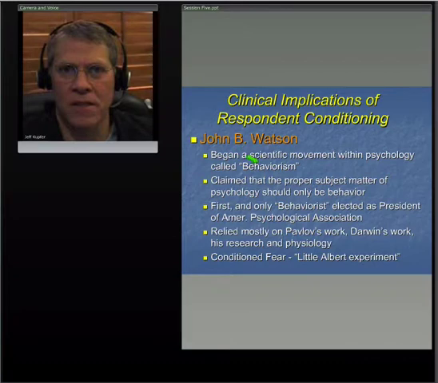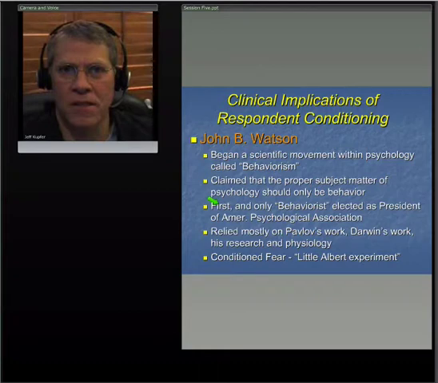In particular, what he did was to put forward the claim that the subject matter for psychology should be behavior and nothing but behavior. That is, dealing only with observable and measurable things, and that which is not observable or measurable is not really a subject matter for psychology.